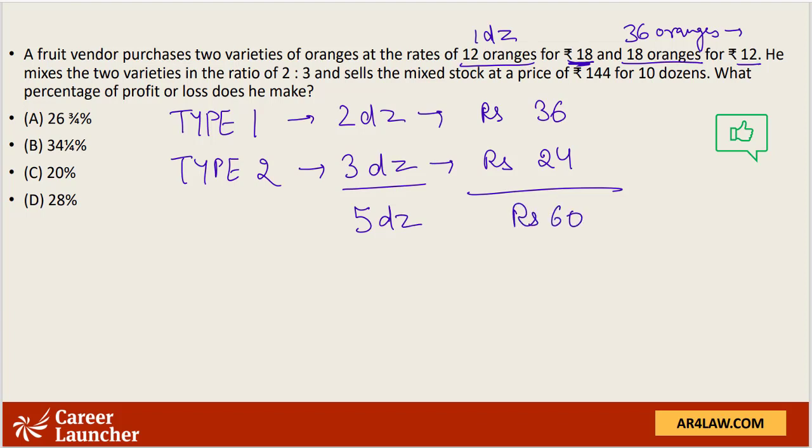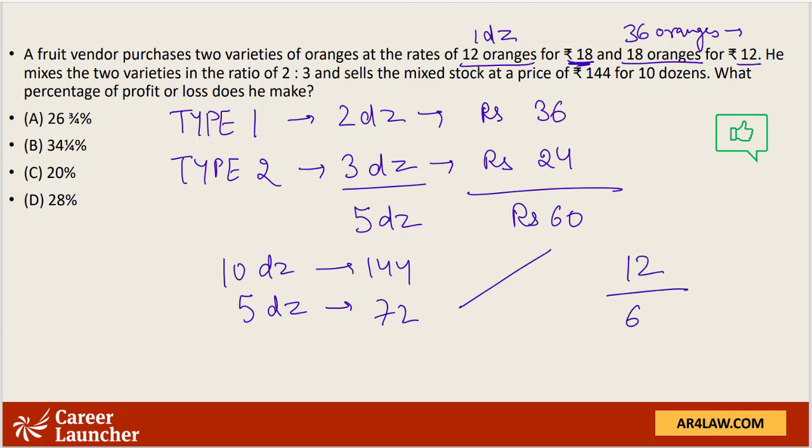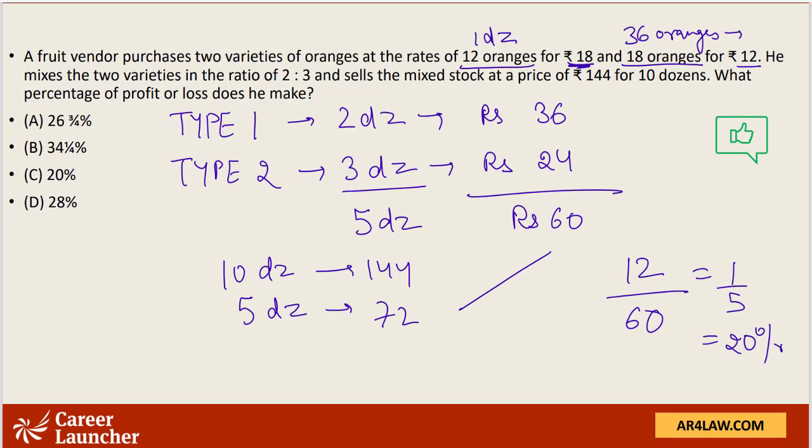While selling, he's selling 10 dozen in 144 rupees. 5 dozen would have been sold in 72 rupees. There is a clear profit of 12 rupees. Profit percentage is always calculated on cost price. 12 upon 60 is 1 by 5, and 1 by 5 is 20% profit. Again, a very, very doable question.